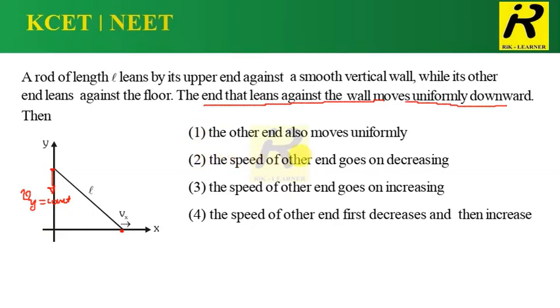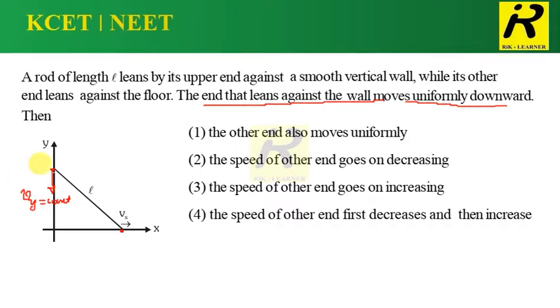Option 2 says the speed of the other end goes on decreasing, means this end which moves to the right with a decreasing speed. Third option says the speed of the other end goes on increasing. The fourth option says the speed of the other end first decreases and then increases. So let me convey the actual situation.